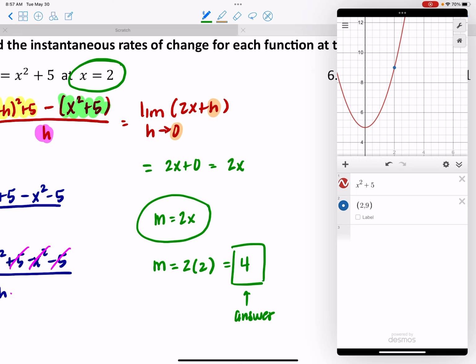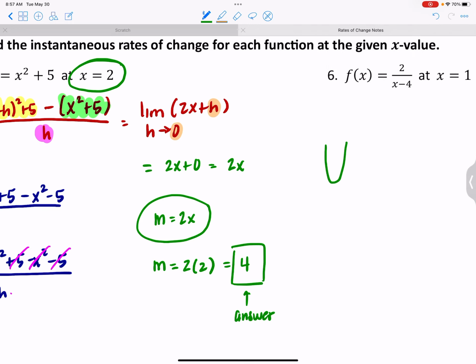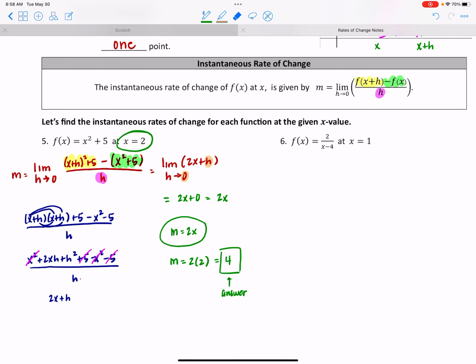At that point, if I was to draw a tangent line, the tangent line at that point would have a slope of 4. So we have this parabola at x equals 2. If I drew a tangent line, the slope of that tangent line is 4. That's what we're saying. Okay? Hopefully that makes a little bit of sense. But it's the difference quotient, and then the limit of that difference quotient as h approaches 0. That gives us an equation for our slope. We plug in the x value we're looking at, and then we're done.